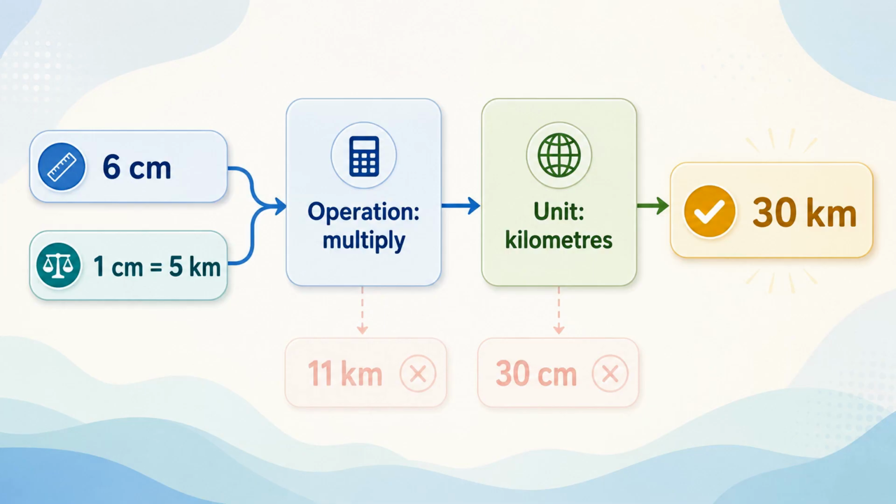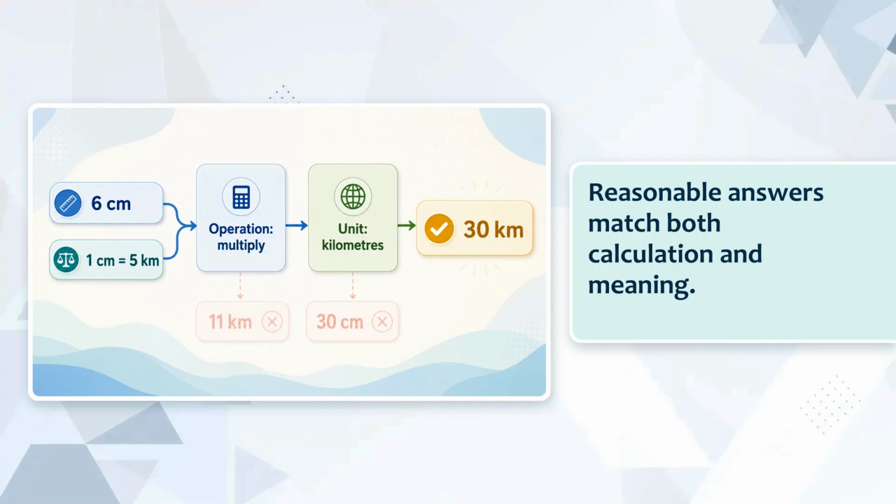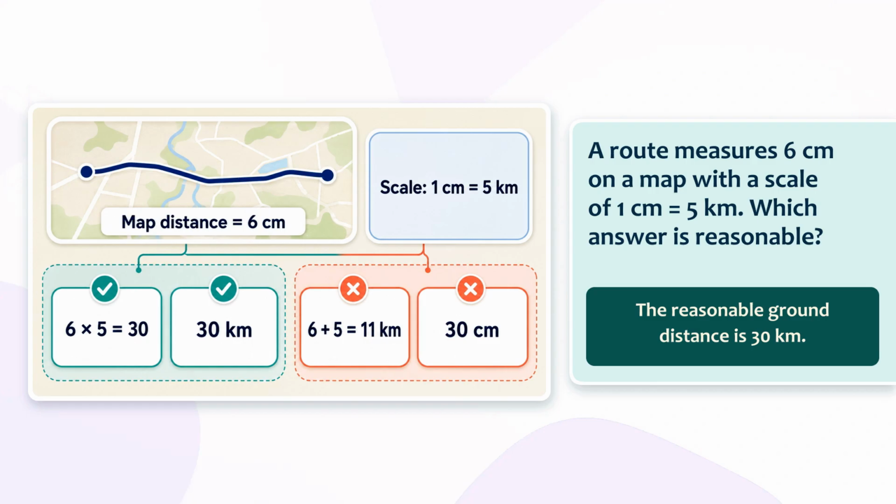The word every means 6 equal groups of 5 kilometers, so multiply to get 30, not 11. The final unit must be kilometers because the result describes the ground distance, not the line length on the map. A correct number can still have a wrong unit. Reasonable answers match both calculation and meaning. The result must fit the scale relationship and describe ground distance. Bring together the scale, operation, and unit.